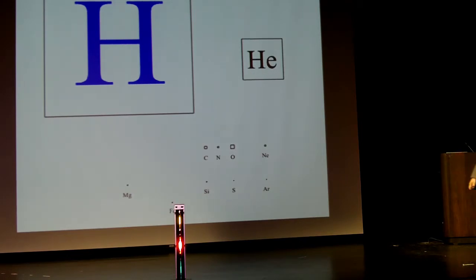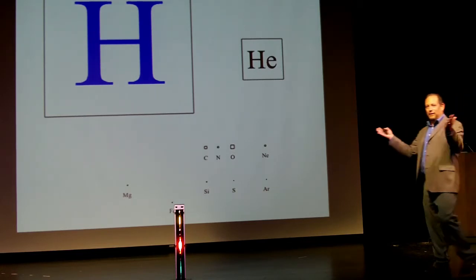And I'll give you the 30-second summary of all astrochemistry right here. These 2 were made in the Big Bang. These were made in little stars. These were made in big stars. That's all you need to know. Okay. Done. You pass astronomy.